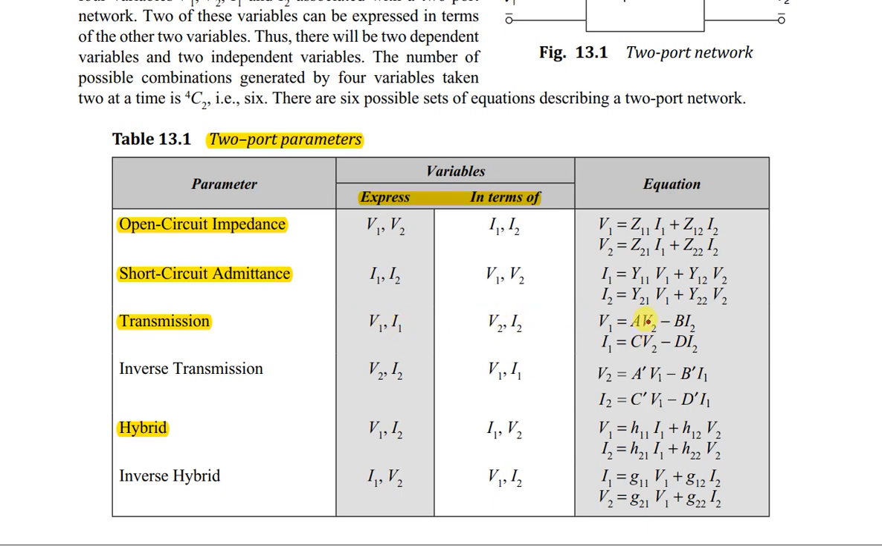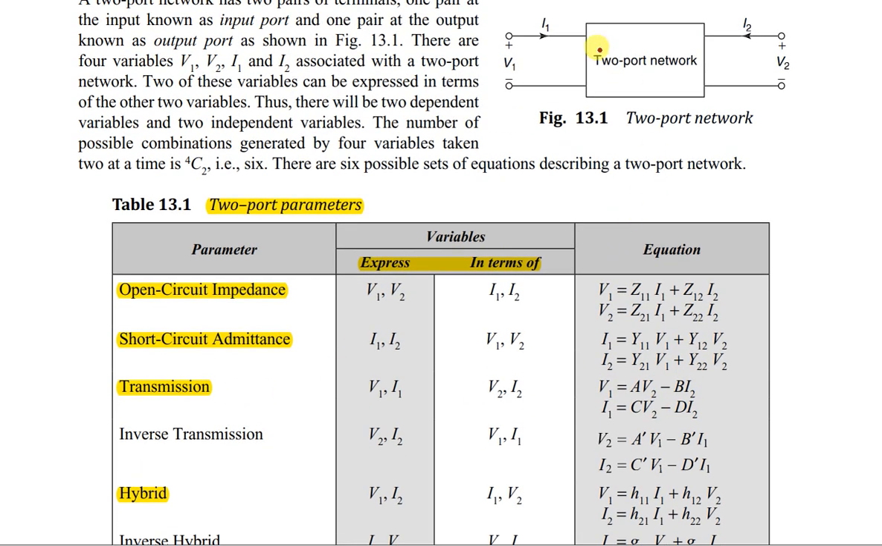Only in T parameters or ABCD parameters, we express current as minus I2, because it is used in the transmission line. Here I1 and I2 are going to the right side, so it is opposite to the two-port network. That's why only for T parameters you have to write minus I2. So V1 and I1 are expressed as: first you write voltage, and the right side current you write as minus I2. So the parameters are A, B, C, D.